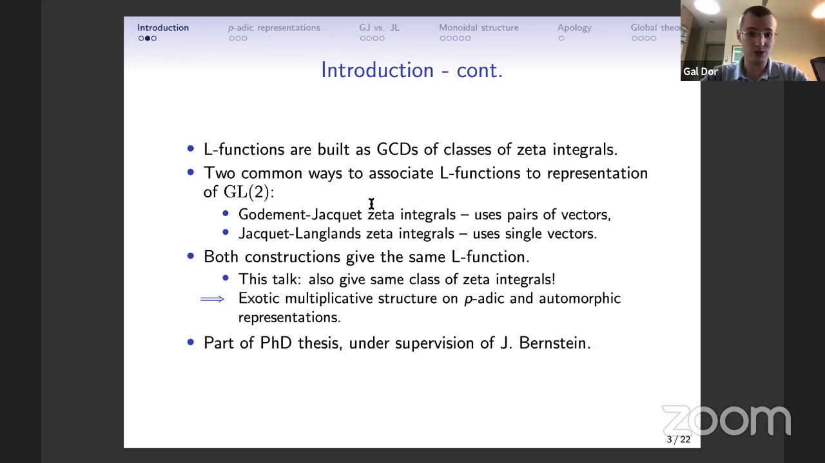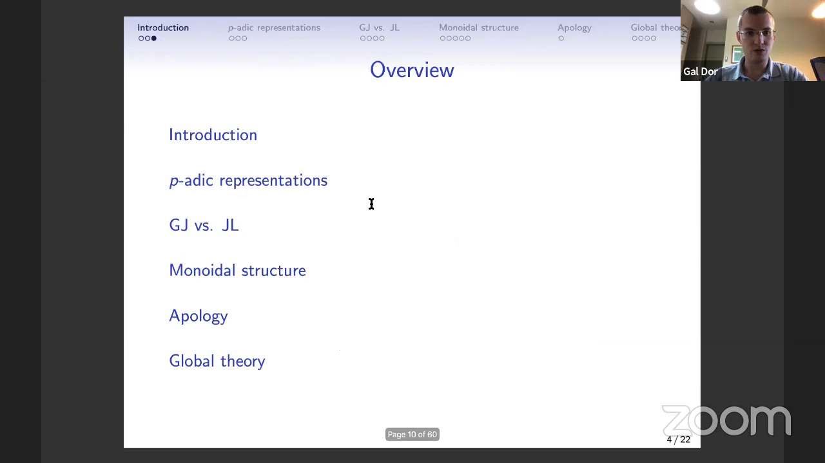Now, as was mentioned earlier, everything I'm going to say is part of my PhD thesis under the supervision of Joseph Bernstein. So how is this talk going to be structured? There's the introduction, which I just did. Then I'm going to say a few words fixing notation about p-adic representations. Then we're going to start comparing Godement-Jacquet zeta integrals versus Jacquet-Langlands zeta integrals. We will derive the associated monoidal structure. At that point, I will apologize. And finally, we will describe what this means in the global theory rather than the local p-adic theory. And maybe I'll say some words about automorphic representations and what it means for a representation which is not necessarily irreducible to be automorphic.